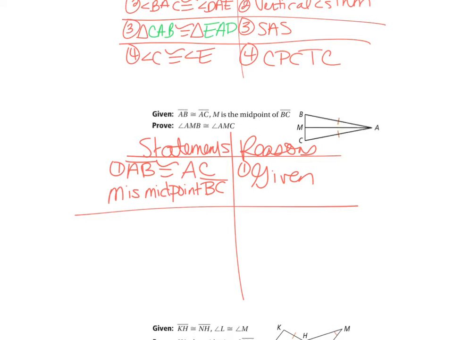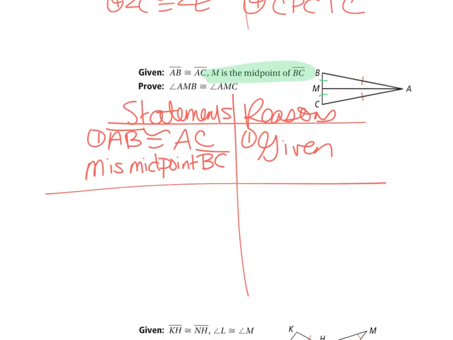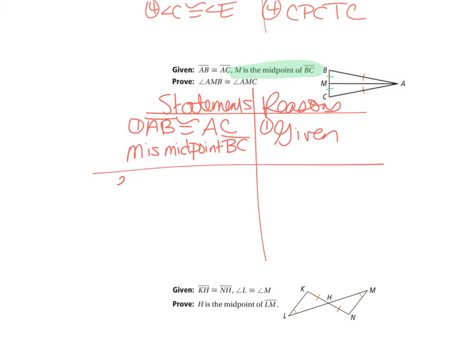Okay, so what did they give us? They said M is the midpoint, and then those two sides are congruent. Well, let's talk about what the midpoint is. Why did they give that to us? What does the midpoint mean? Midpoint is the middle. So if M is the middle of BC, well, then that means that BM and MC are congruent. So let's write that down.